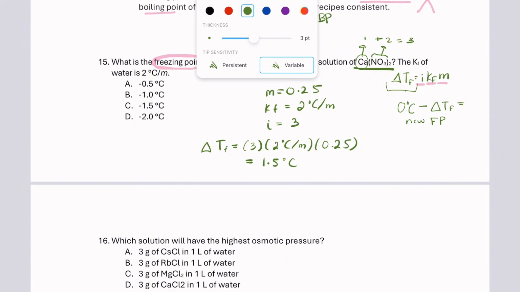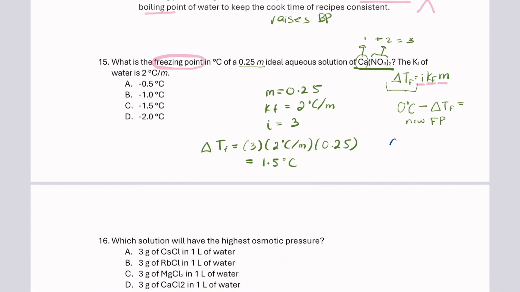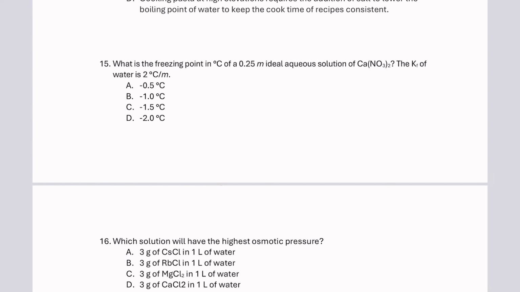Again, pure water normally freezes at 0 degrees Celsius. If the solution's freezing point is lowered by 1.5 degrees Celsius, then the new freezing point is 0 minus 1.5, and that is equal to negative 1.5 degrees Celsius. So the correct answer for problem 15 is C.